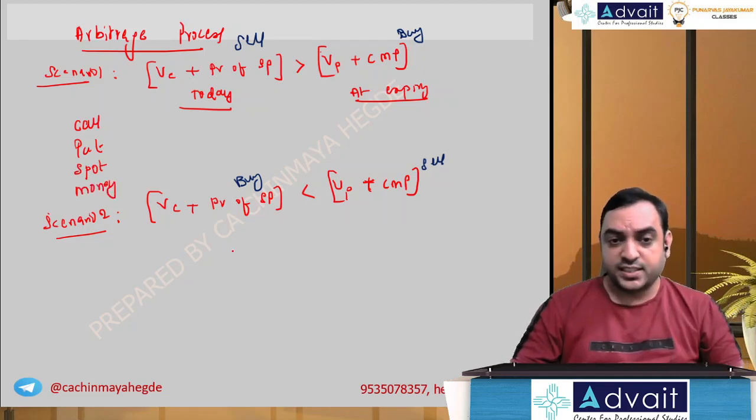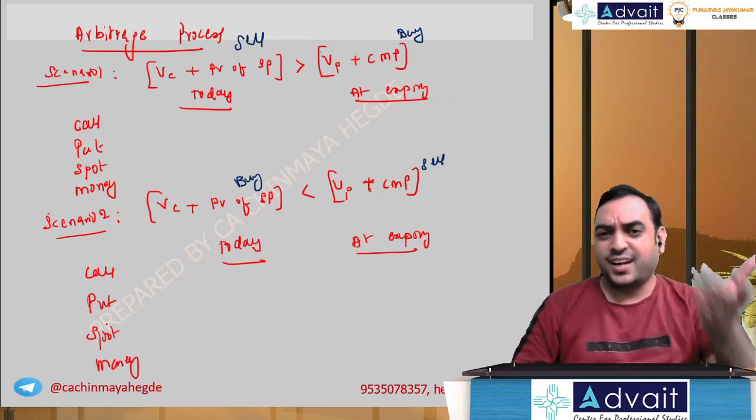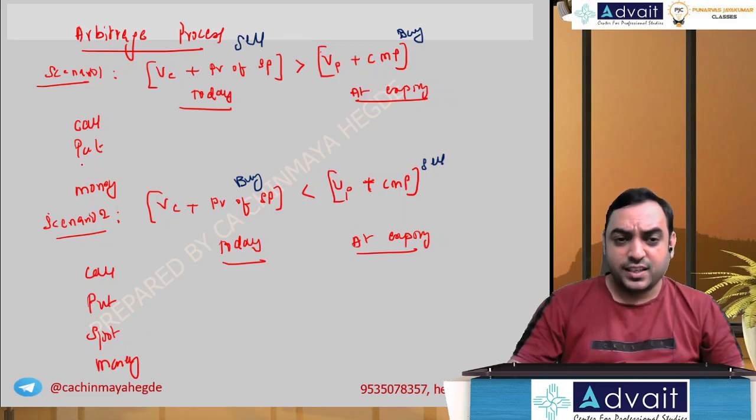Same thing you do in the second scenario also. What do you do today? What do you do at expiry? In call, what do you do? In put, what do you do? In spot market, what do you do? In money market, what do you do? Spot market, current market price, or let's say on shares. Instead of spot, you say on shares, what do you do?